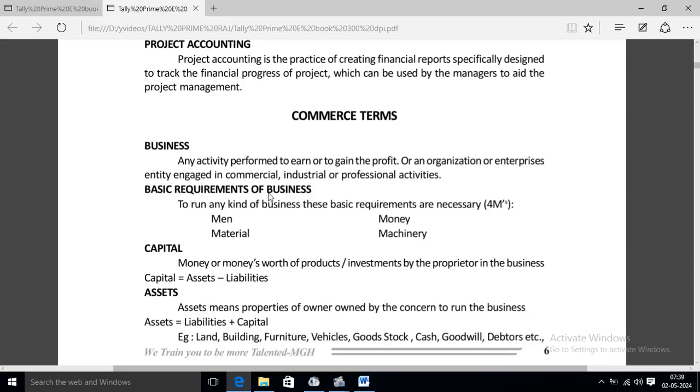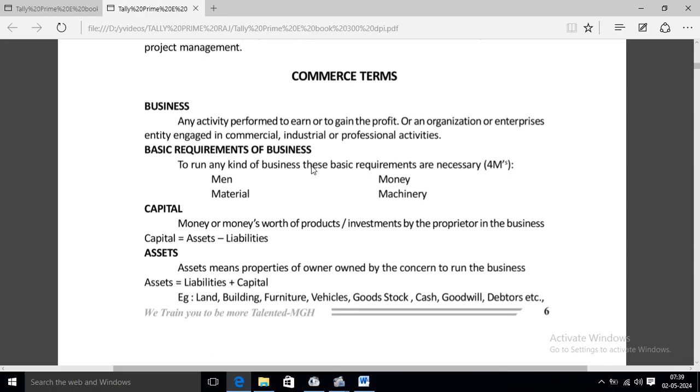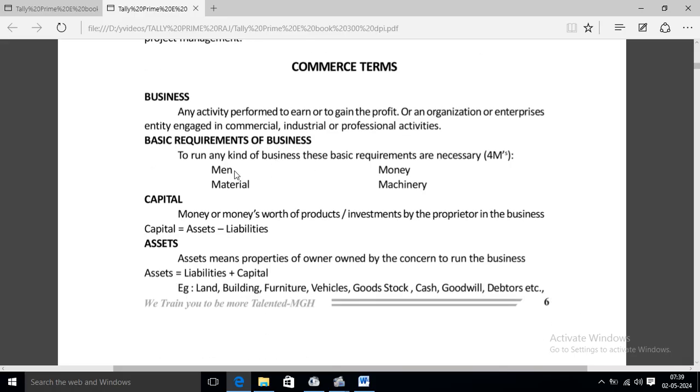Next, basic requirements to start a business. To run a business, we need man and money, material and machinery.